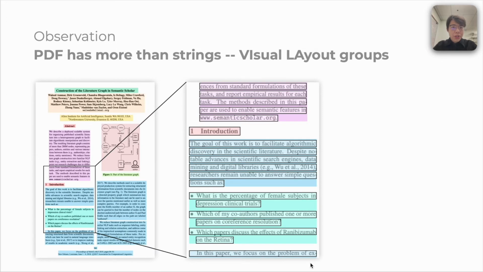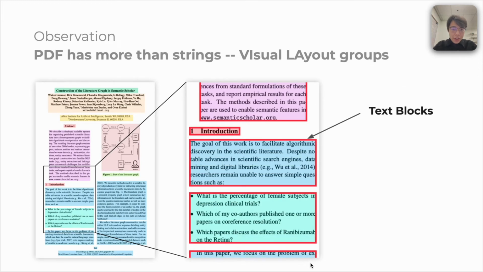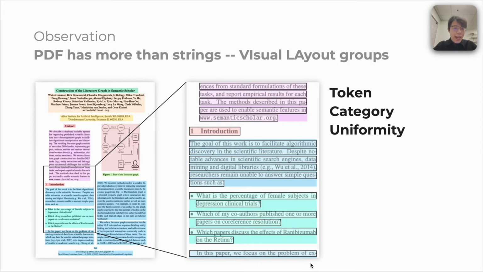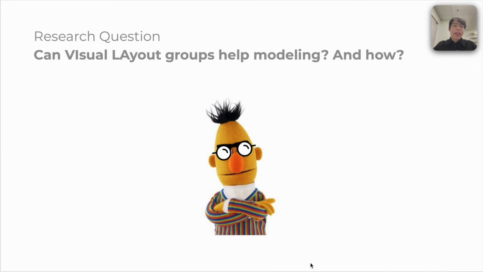If we take a closer look, there might be two types of visual layout groups, text lines and text blocks. Interestingly, all the words or tokens in the same group may have similar semantic meanings or categories, and we call this the token category uniformity assumption. We start to explore how the visual layout groups can help modeling. Figuratively, we're trying to add a pair of glasses for the BERT models.